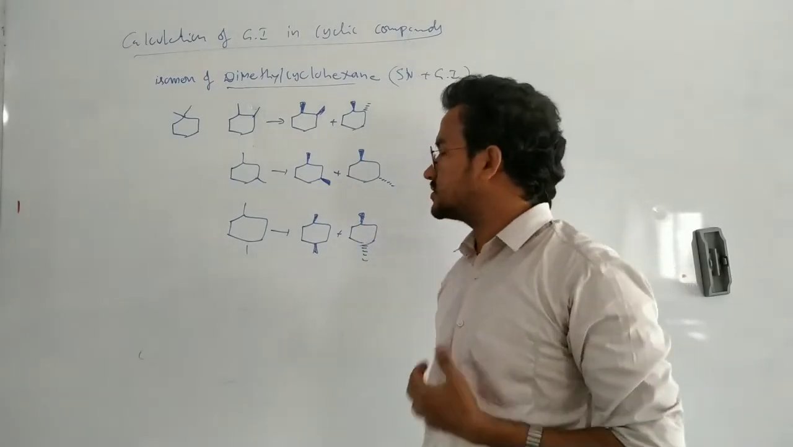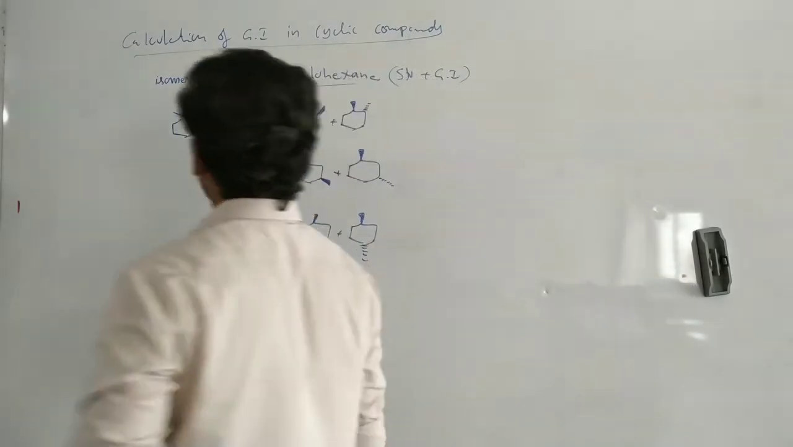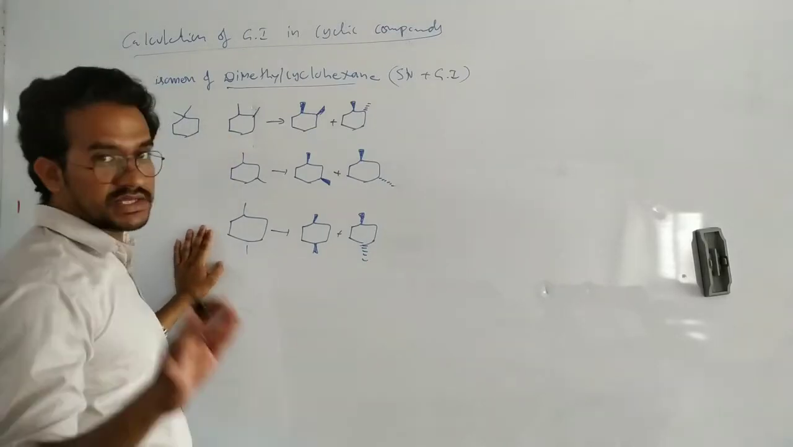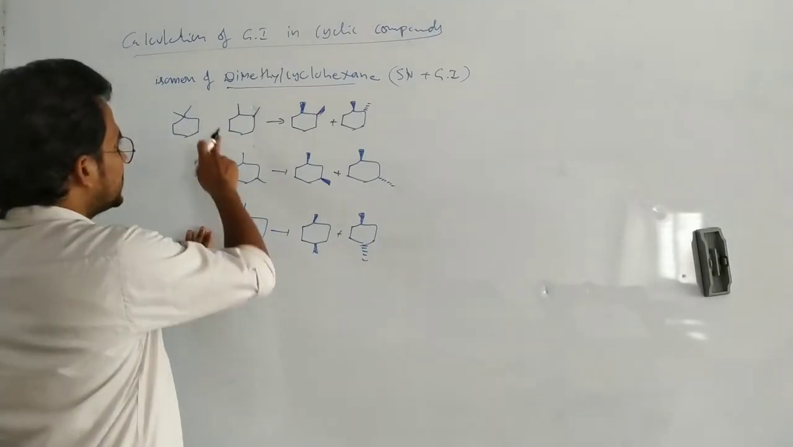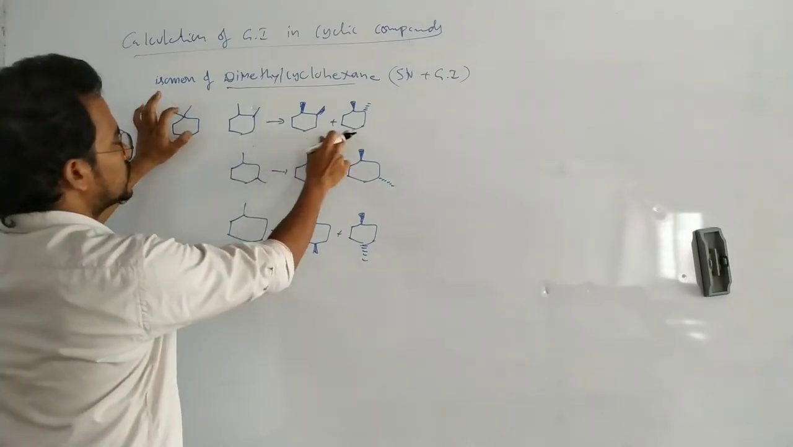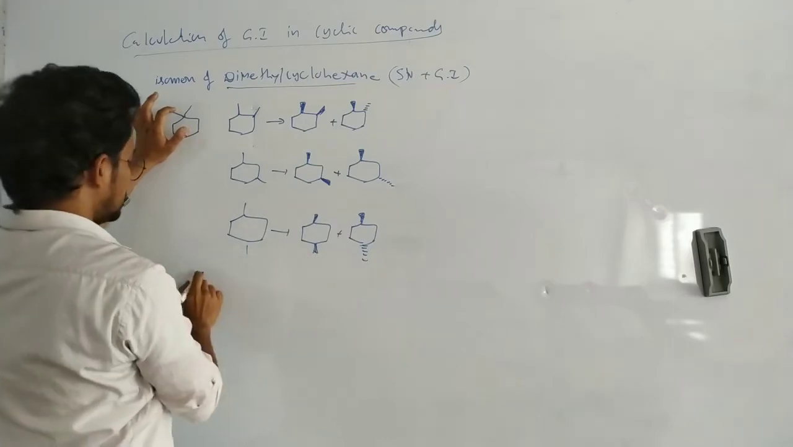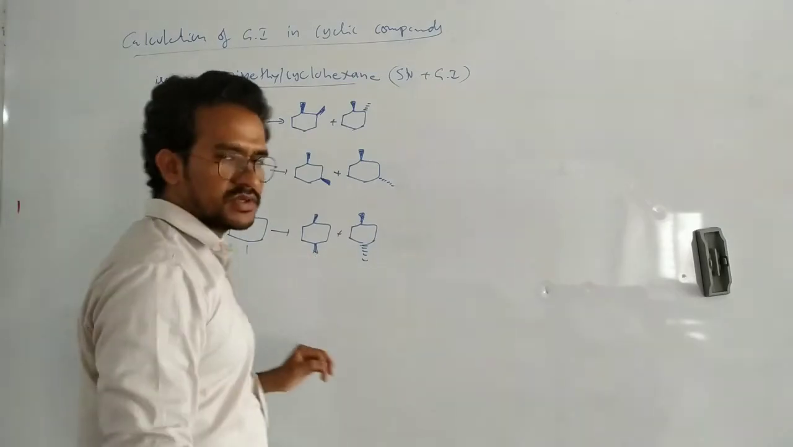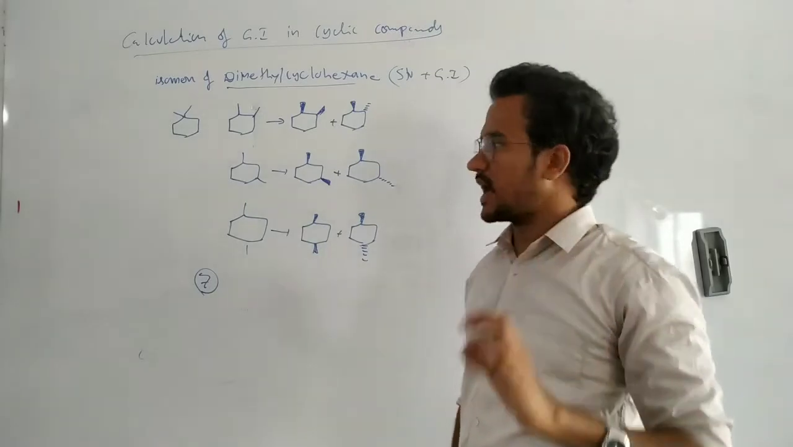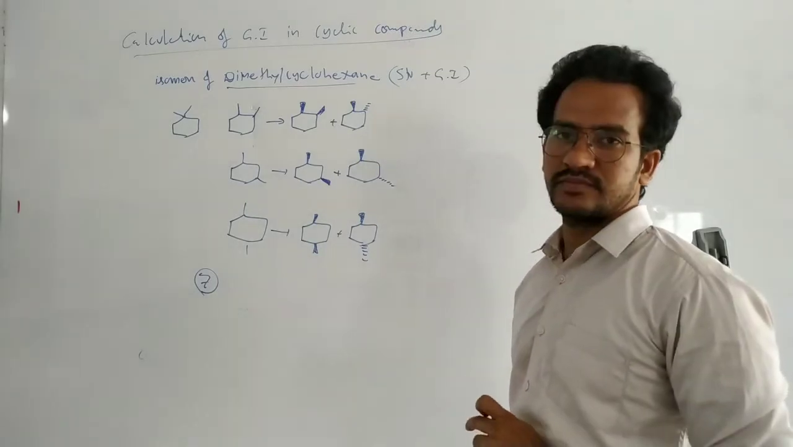So total isomers including structural and geometrical. Here 1,1 dimethyl, 1,2 dimethyl, 1,3 dimethyl, 1,4 dimethyl. These are the structural isomers. But here each one exists in 2 forms. That means here 1, 2, 3, 4, 5, 6, 7. So 7 total isomers including structural and geometrical.